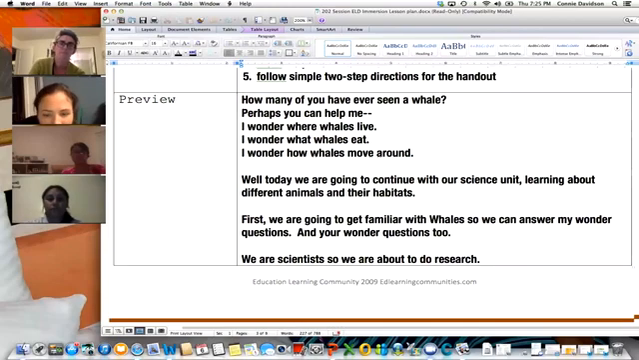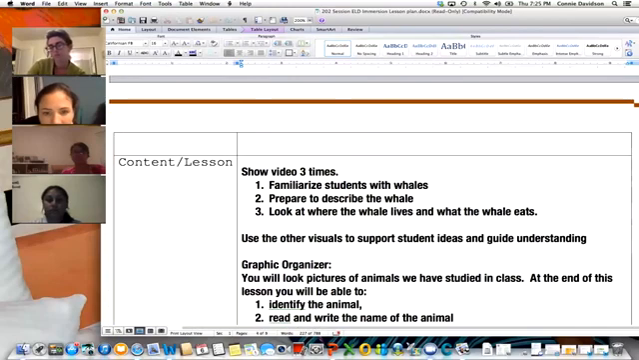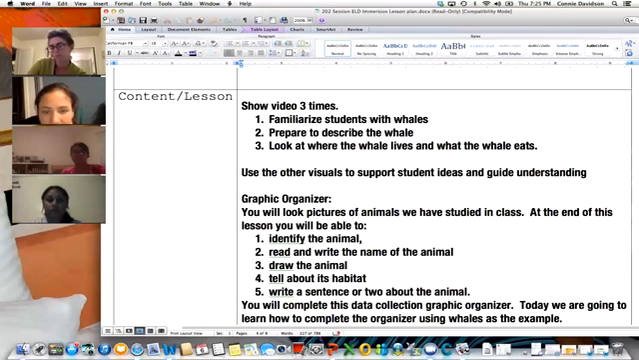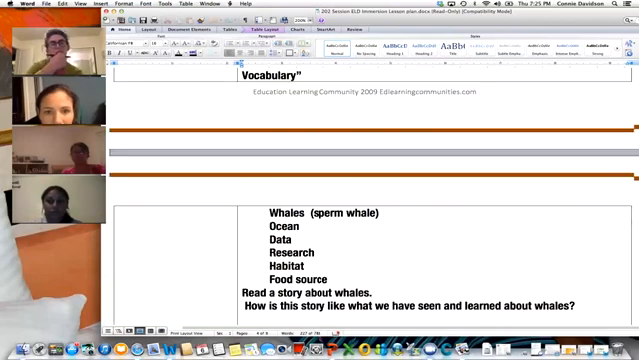You want to preview. Whatever you do, you've got to set them up. There's got to be an anticipatory set, something that hooks them or provides them with the scaffold so they can hang the information. Then you teach your lesson. And here, show it 3 times. Why you're going to do that, how they're going to fill out the graphic organizer.